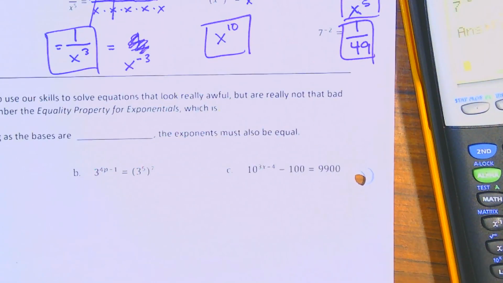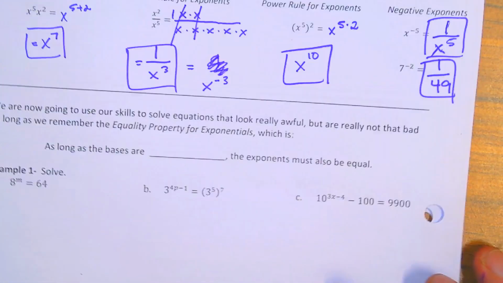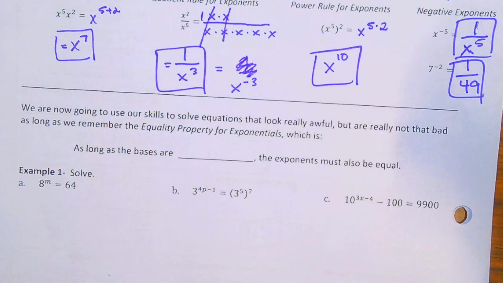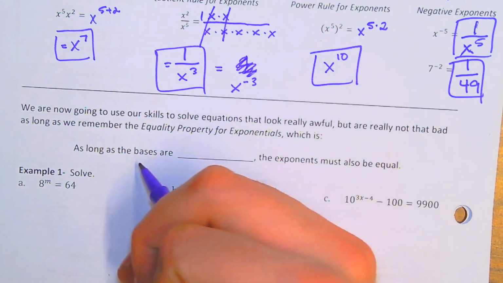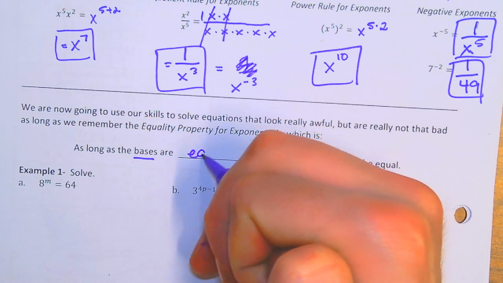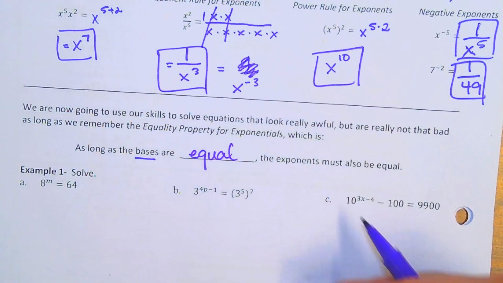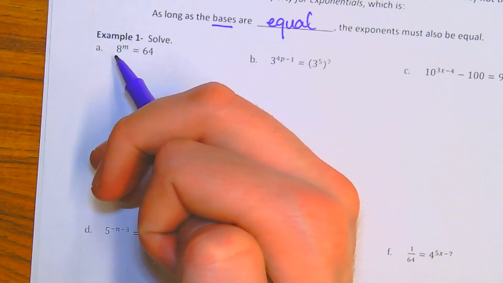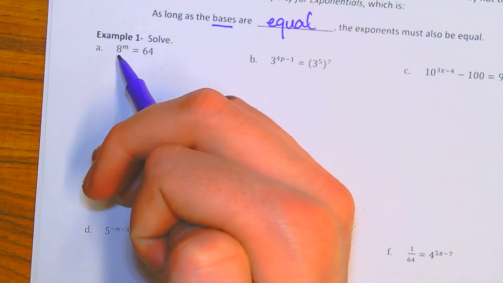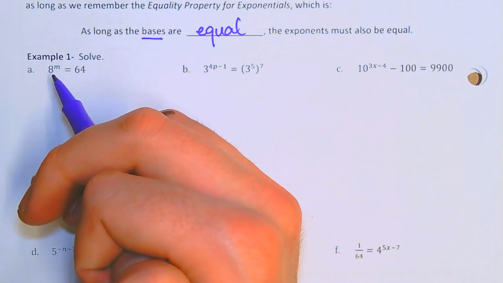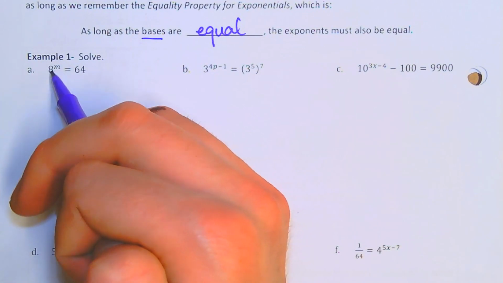So, we are now going to use our skills to solve equations that look really awful, but are really not that bad as long as you remember the equality property for exponentials, which is: as long as the bases are equal, the exponents must also be equal. So what do I mean by base? Well, a base is the bottom number in your exponent, right? So if I'm looking at example 1, 8 is the base for our exponent.